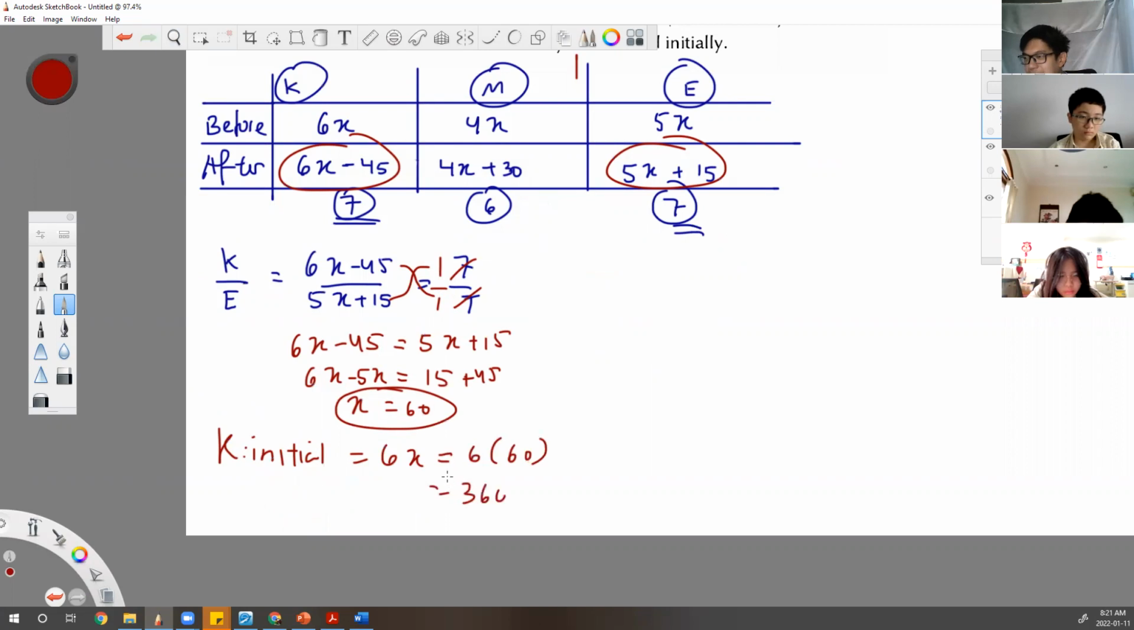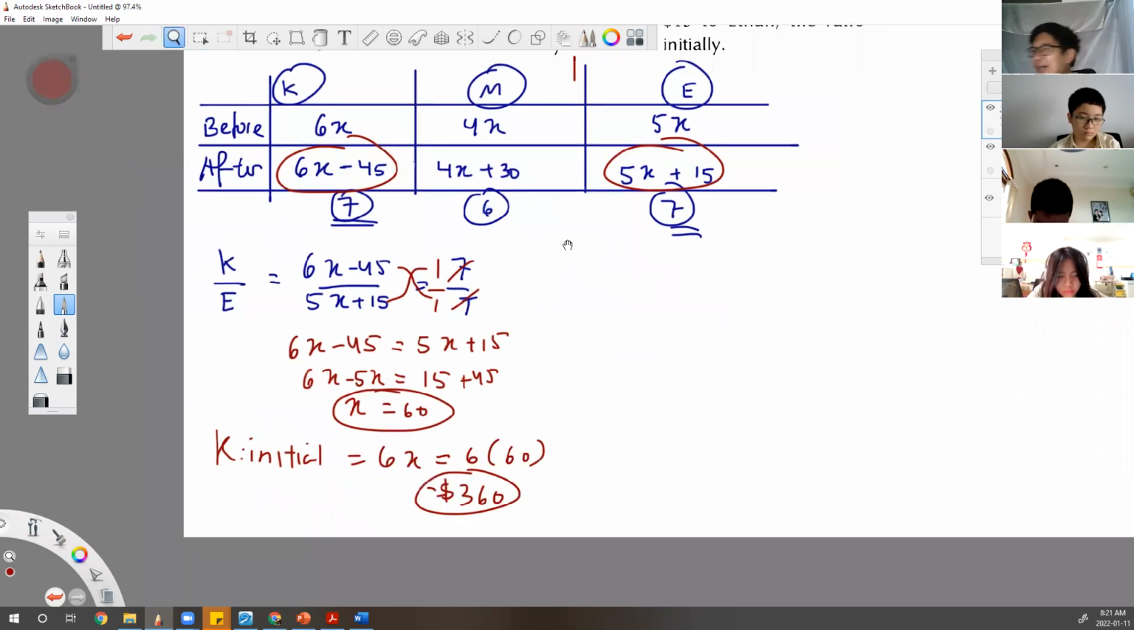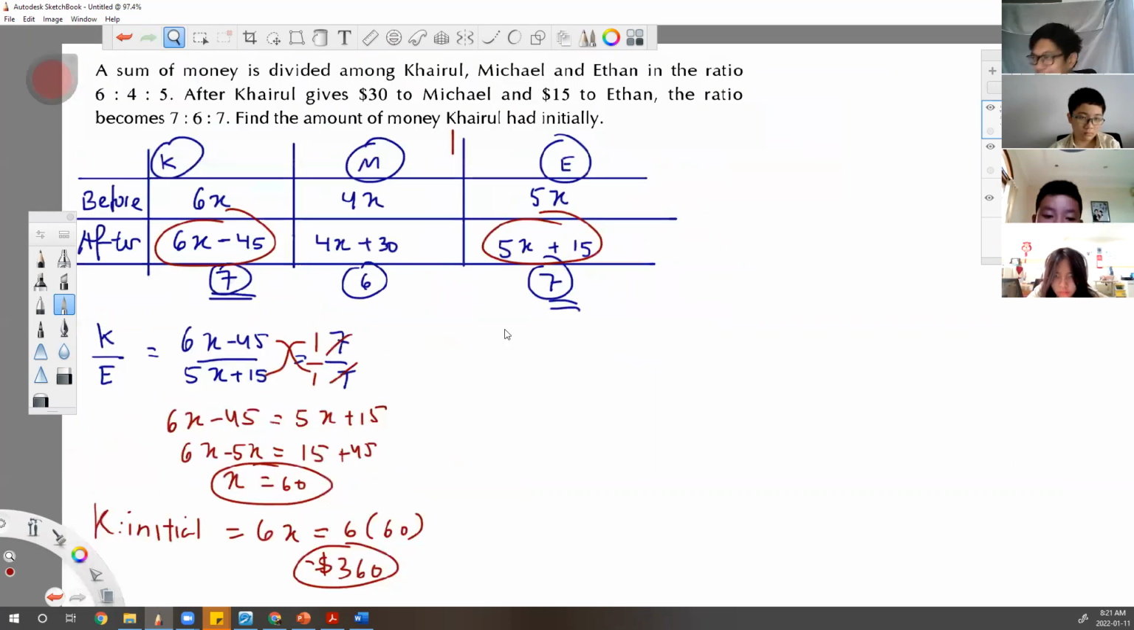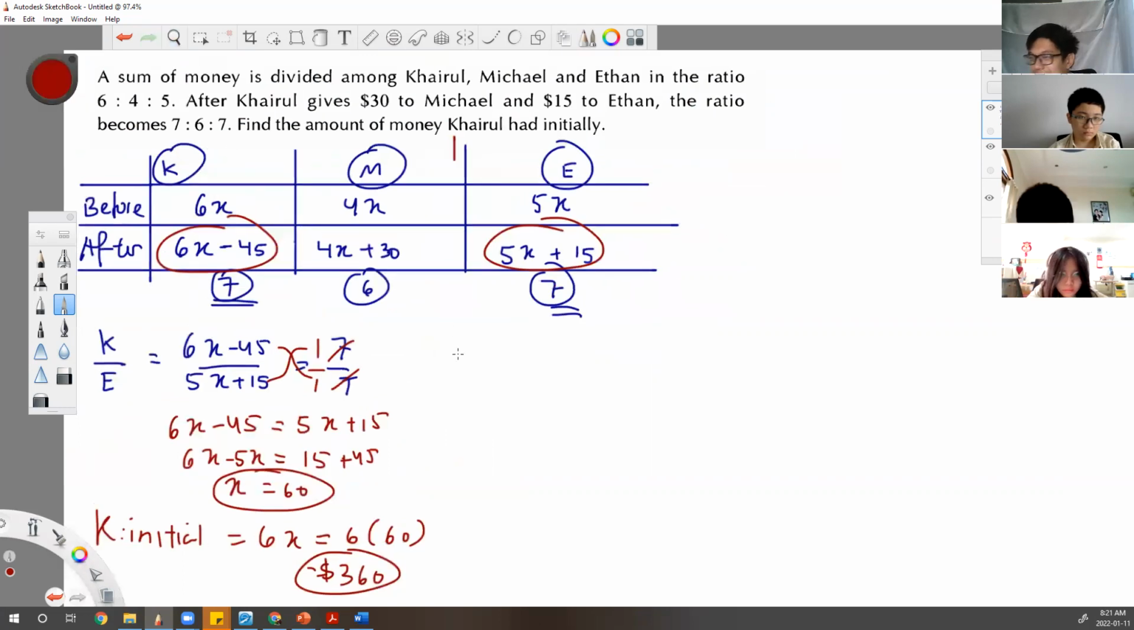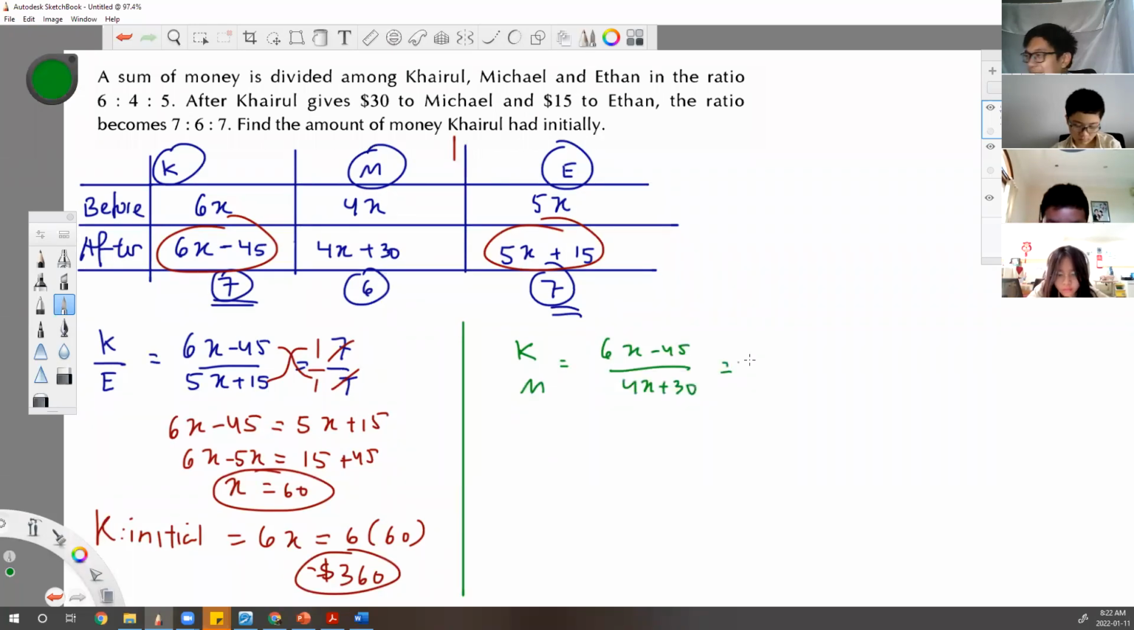Oke. Nah, sekarang kalau misalnya gue bikinnya bukan Khairul Ethan, jawabnya sama nggak? Pasti sama. Coba lihat ya. Tapi Khairul Michael misalnya. Khairul and Michael, I use the other color. Khairul and Michael. Boleh nggak? Boleh, ini or ya. Bebas ya, pilih aja. Gue mikirnya Khairul sama Michael. Boleh. Khairul berapa? 6x minus 45. Michael-nya 4x plus 30, right? Equals to 7 by 6. Ya, sama dong. Khairul Michael gitu.